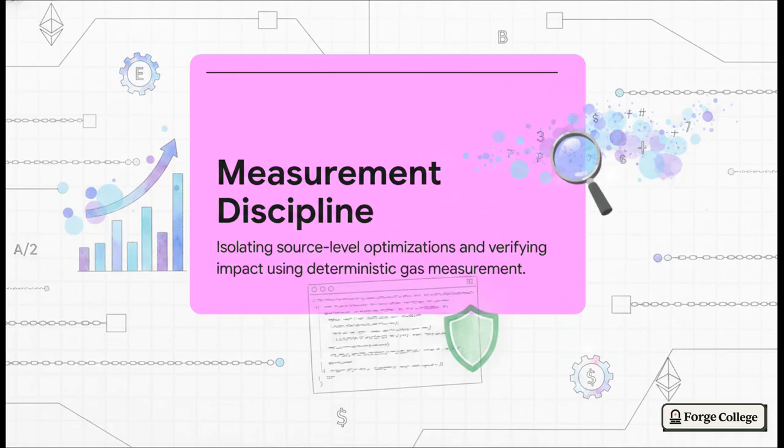I mean, you can't just look at a piece of Solidity code and guess that it's cheaper. No way. You have to isolate the targeted source-level optimizations and then verify their impact deterministically. Really, that is how you become a top-tier smart contract engineer.